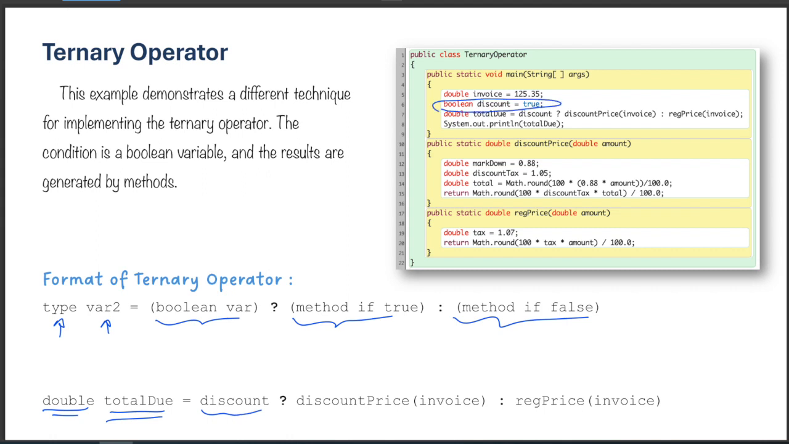If it's storing true, then it will run the discount price method. If it's storing false, it will run the regular price method. And we see that the discount price method gives them a 12% discount and then charges 5% tax and rounds it to 2 places and returns a value. If it uses the regular price, it doesn't discount it, it charges 7% tax and then rounds it to 2 places and returns the value.